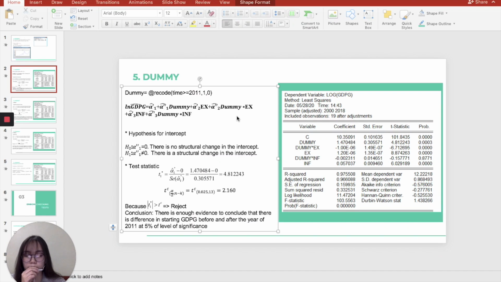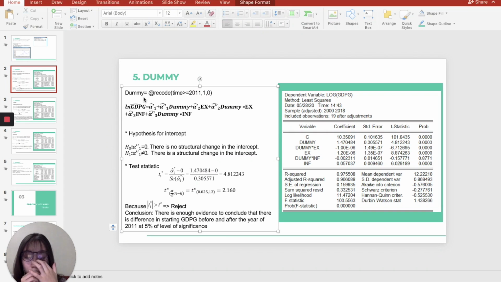We test the intercept and the slope. For the intercept, we can see that the absolute T statistic is greater than the critical value, so we can reject the null hypothesis and we have enough evidence to conclude that there is a difference in starting GDPG before and after the year 2011 at the 5% level of significance.